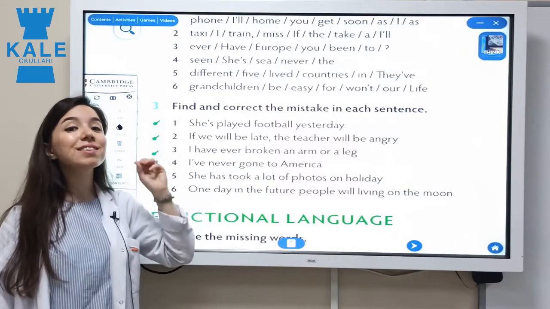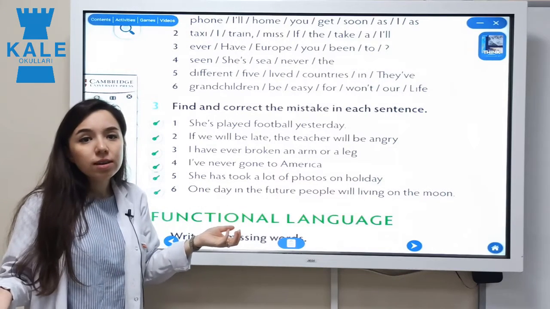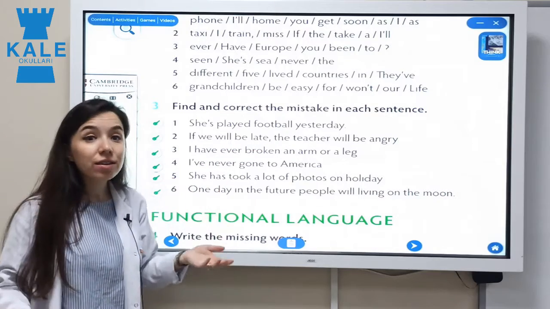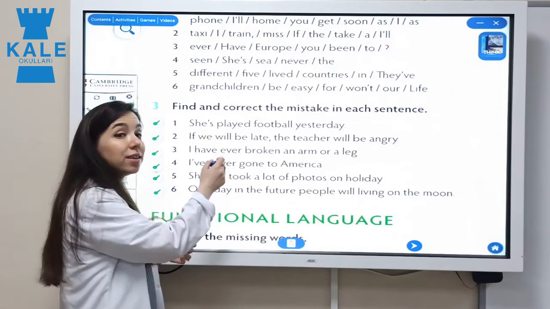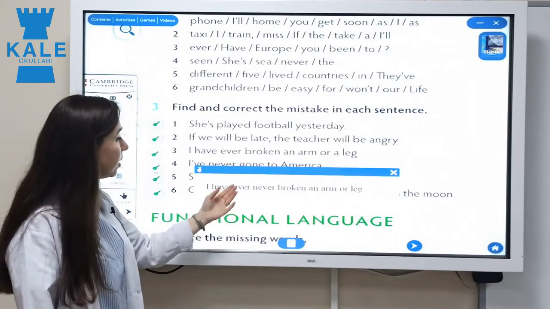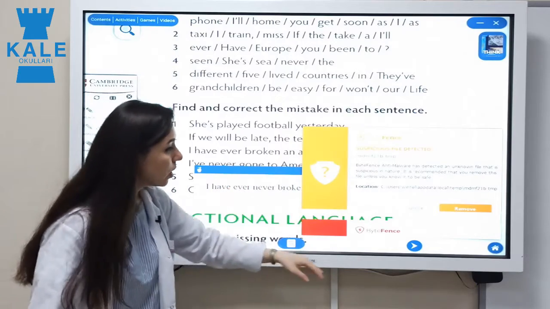In some sentences we want to say that no, I didn't do it until now, I haven't done it, which means I haven't broken it. So here, ever is the mistake. We should write I have never. Look at here again, ever is the mistake. I have never broken.